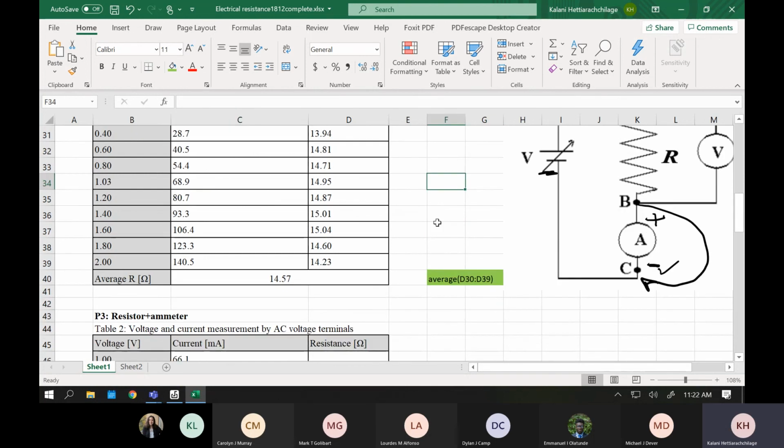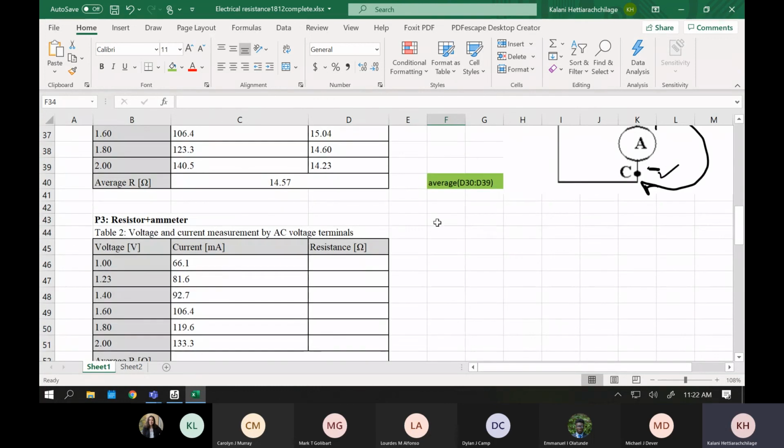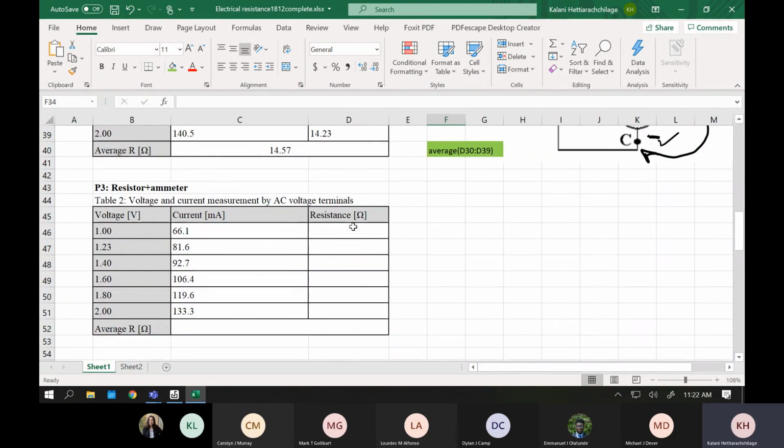Anybody have any questions? Okay, good. Now let's do the same thing for the second one. We measured the resistance with the ammeter this time. Still we need to calculate the resistance by using V divided by I. Again, I need to convert this milliamps into amps, so I'm going to multiply by 1000 here.